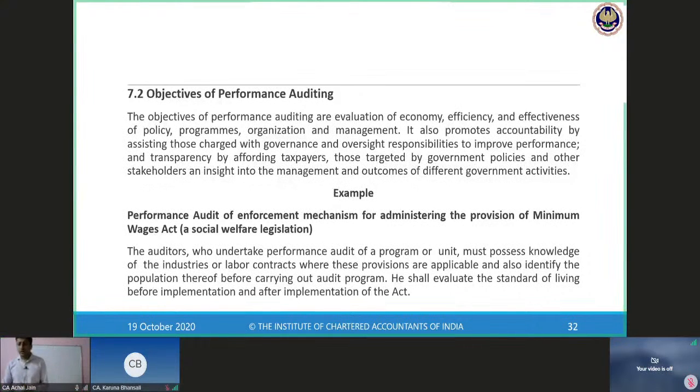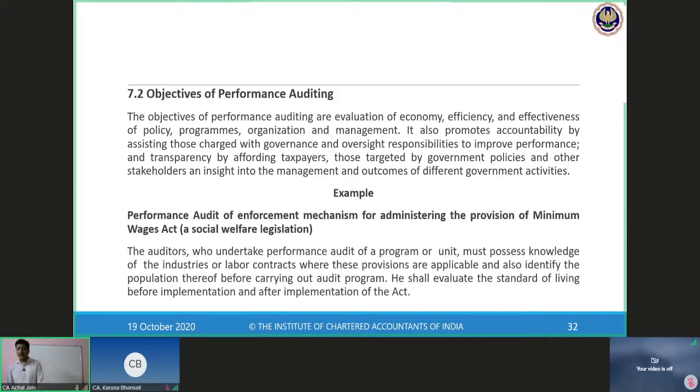Objectives of performance audit are evaluation of economy, efficiency, effectiveness. Correct? So let's take one example quickly on this. Performance audit of enforcement mechanism for administering the provision of Minimum Wages Act.